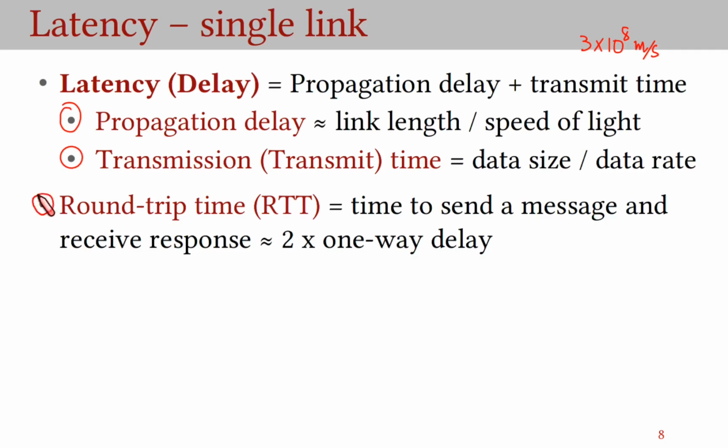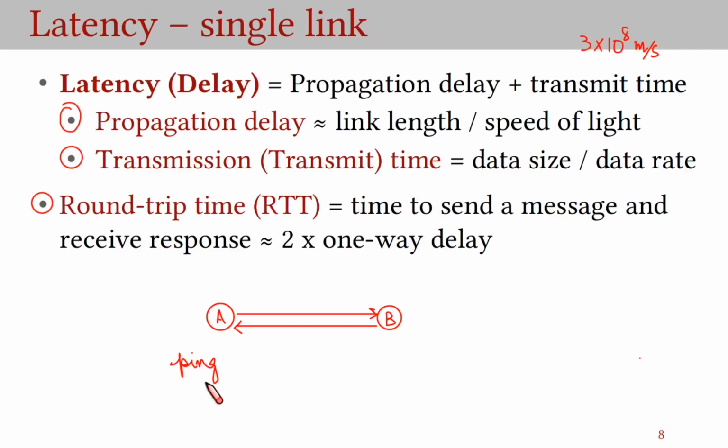Often we are interested in round trip time. Round trip time is defined as the time it takes for a message to go from sender to receiver and then receive the response back from the receiver back to the sender. Note that one-way delays can be asymmetric, hence using this relation that round trip time is twice one-way delay is only an approximation.